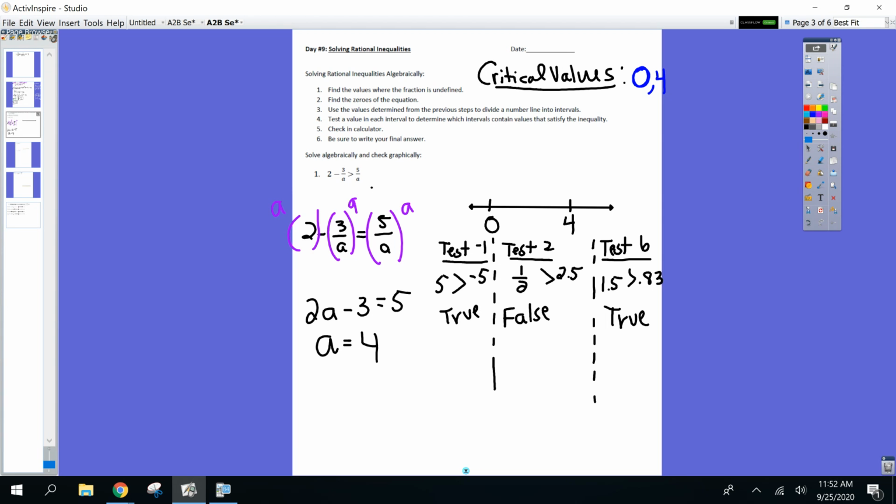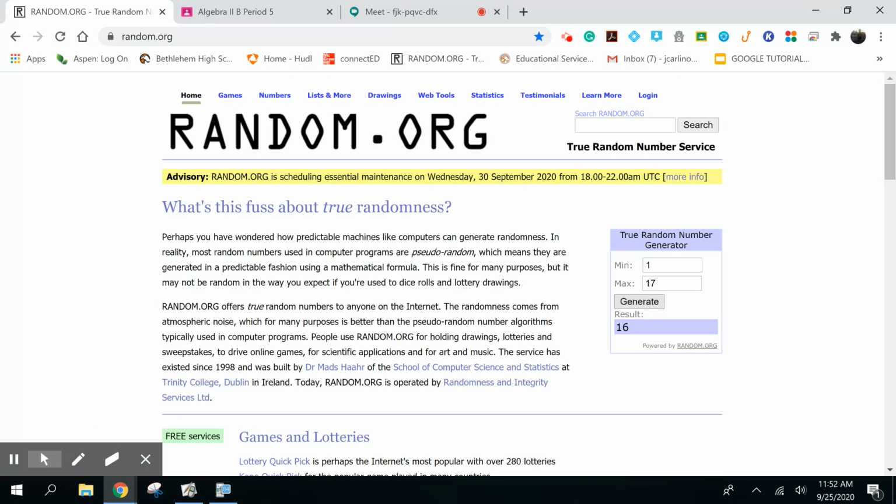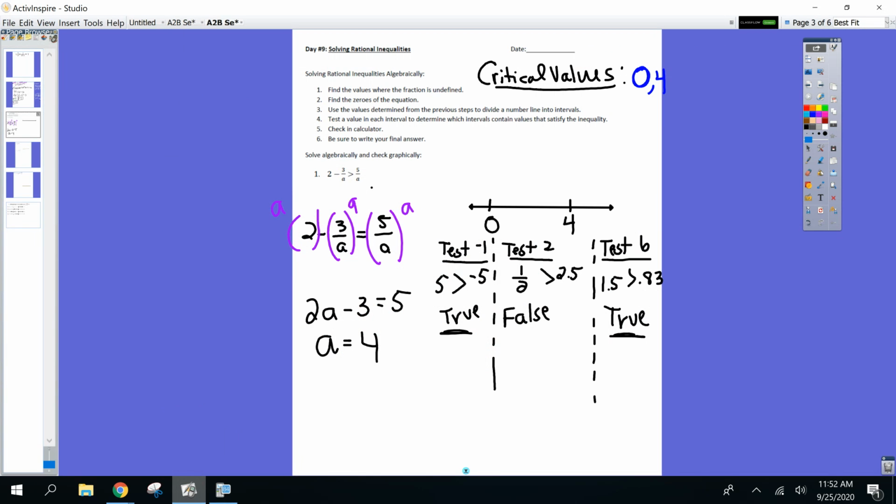Okay, so now comes the point. How do I write my solution now? I'm going to need somebody to describe to me where the answers are. Where did the truths happen? Just tell me in your own words. Don't get fancy with me. Because then I'm going to show you how to write it mathematically. Hunter, just describe in your own words. To the left of 0 and to the right of 4. Left of 0, right of 4. I got to make that more mathematical now.